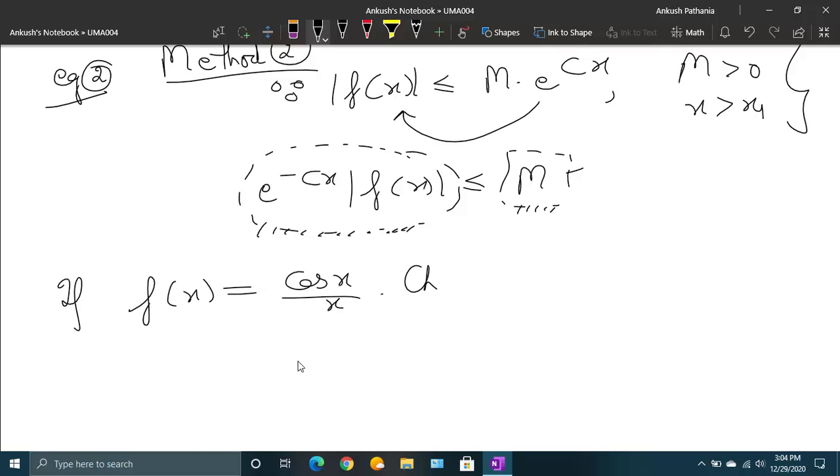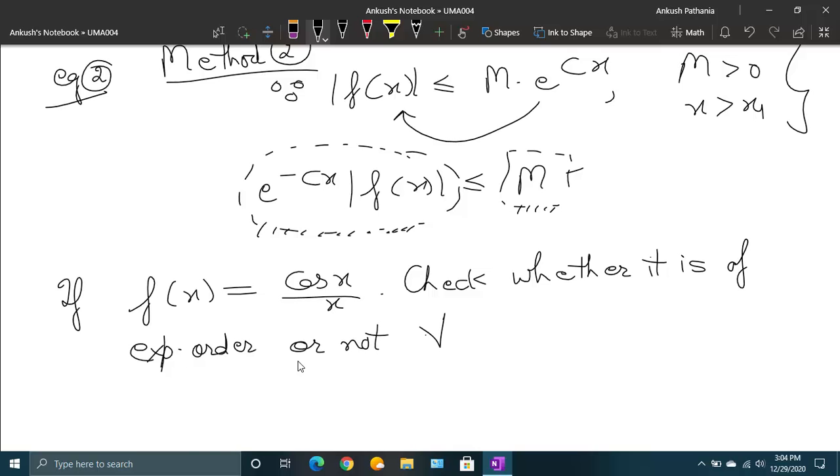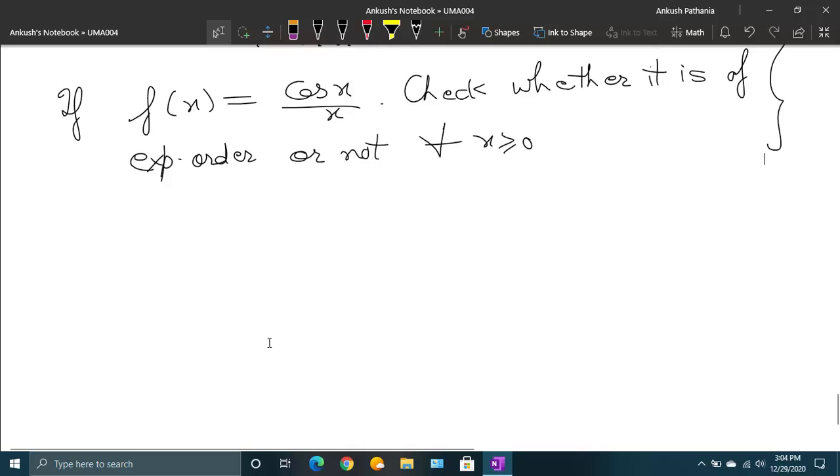If f(x) is this one, check whether it is of exponential order or not for all x greater than or equal to 0. So let us say if I just start with mod f(x), which we did in the earlier case also.